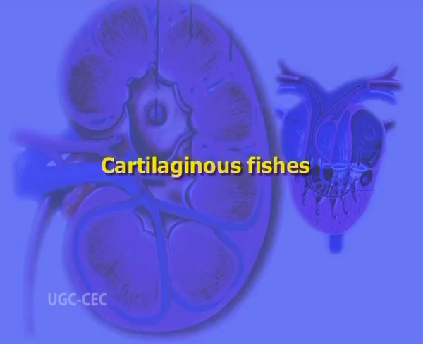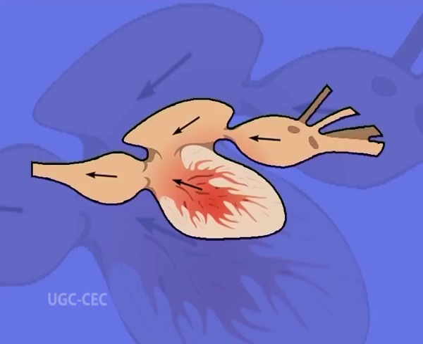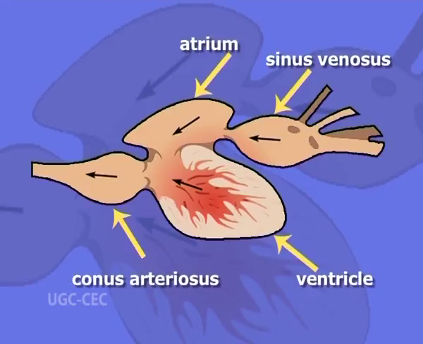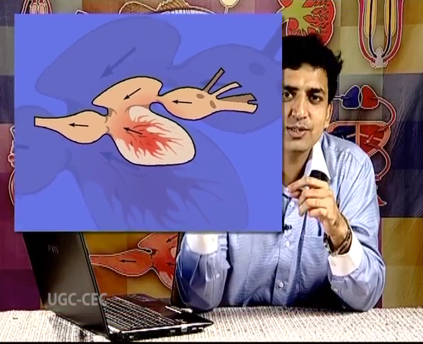Cartilaginous fishes. They have a single circuit circulatory system with a heart that is having 4 chambers, that is sinus venosus, atrium, ventricle and conus arteriosus. The sinus venosus receives blood from the body and it is filled by suction. When the ventricle contracts, it enlarges the pericardial cavity and pumps the blood into the atrium. The atrium is a thin walled muscular sac.